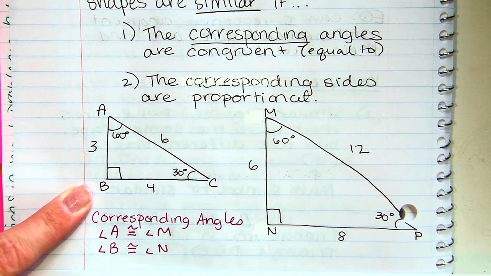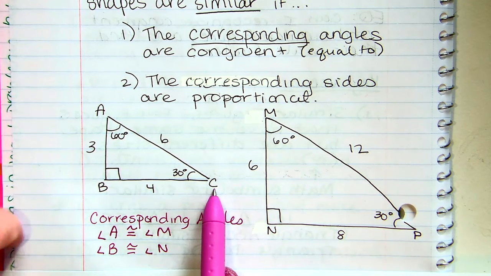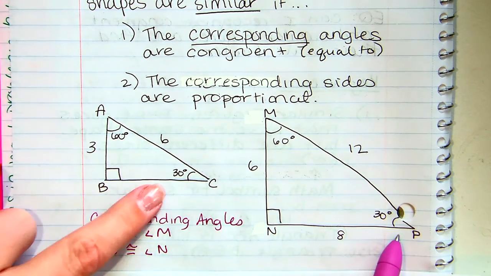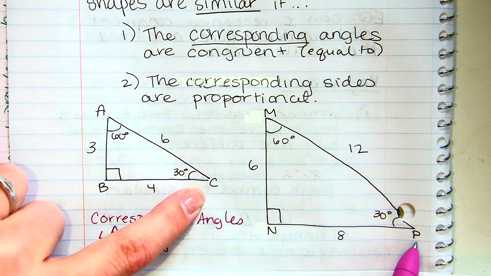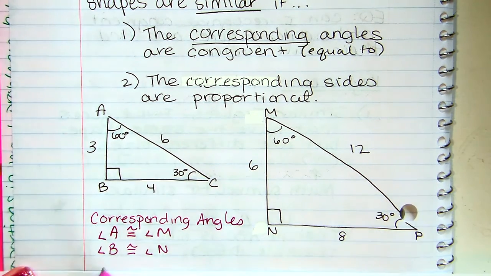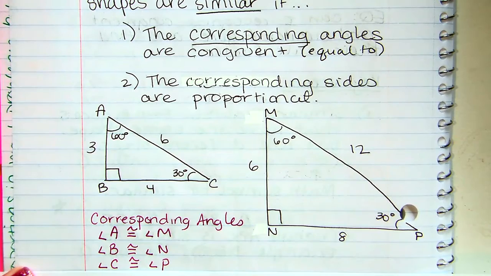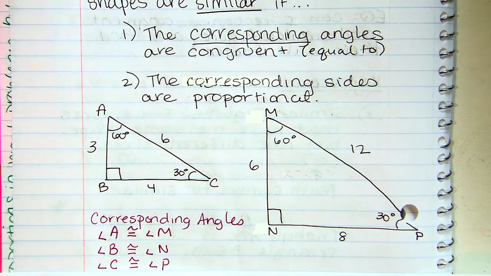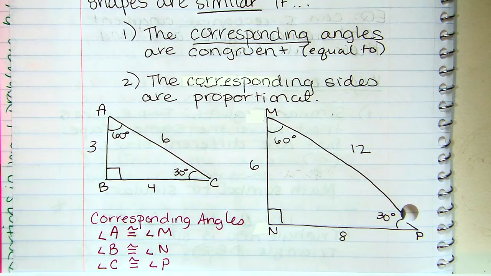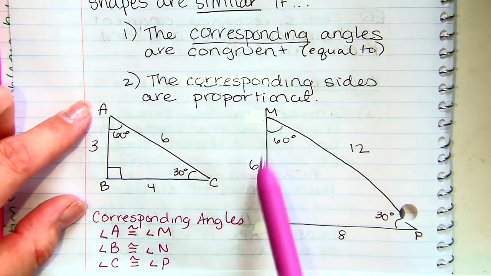Lastly, we have C. C is congruent to P because they are both in the bottom right-hand corners of our figure and they are both 30 degrees. So I'm going to write angle C is congruent to angle P. Next, I need to write which sides are corresponding. Now, corresponding sides are, again, the same side on each figure that has the same ratio.